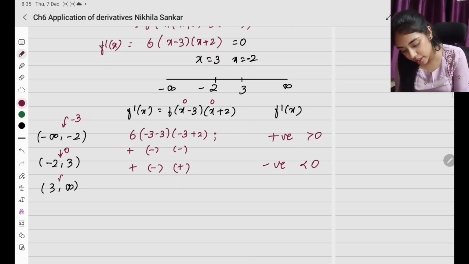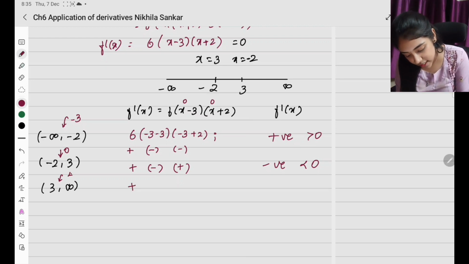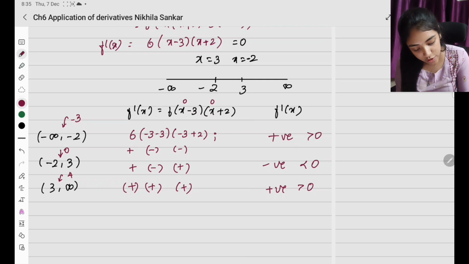Now for 3 to infinity I can substitute the value 4. So when I do that, 6 is going to be positive. My x minus 3, 4 minus 3, is going to be a positive value. 4 plus 2 is also going to be positive. So this is going to be positive. So it's an increasing function.